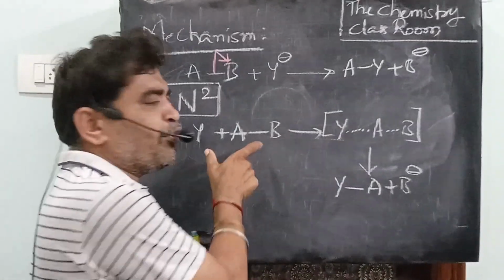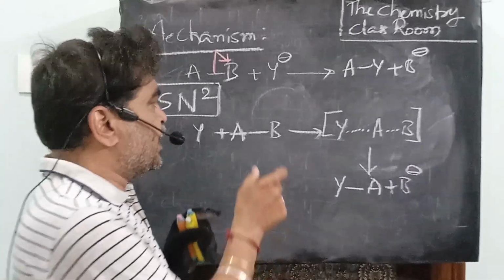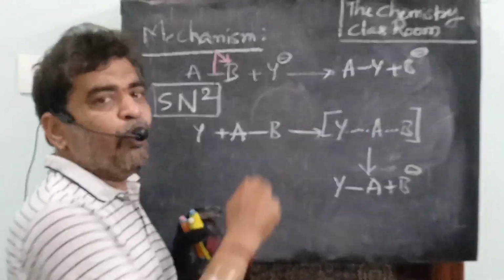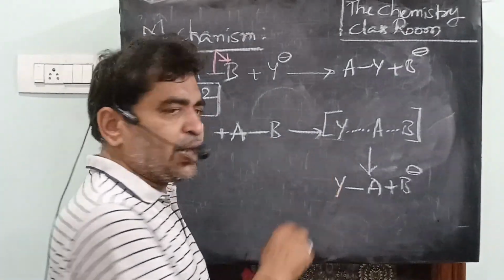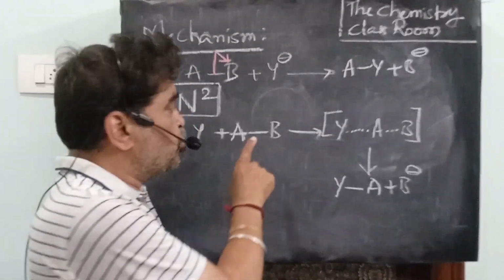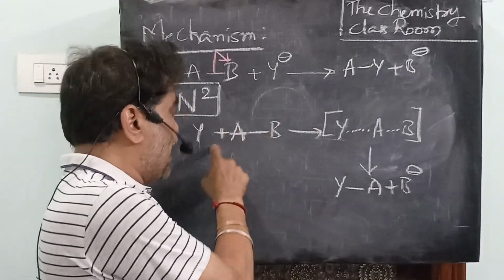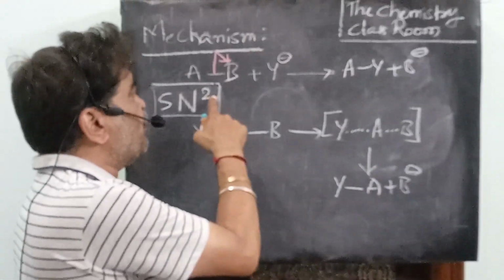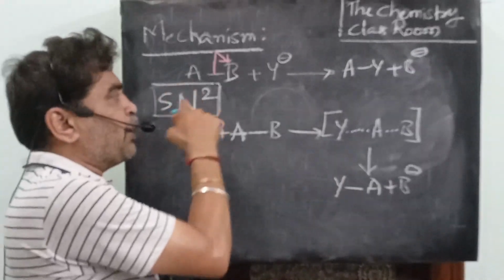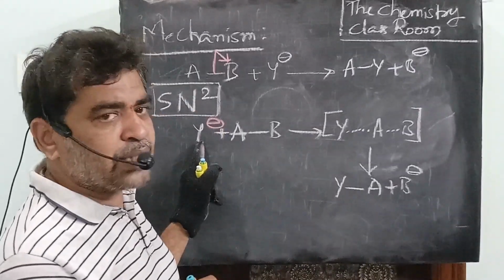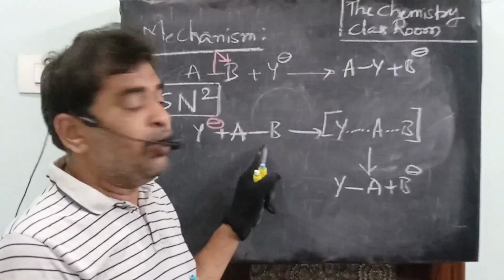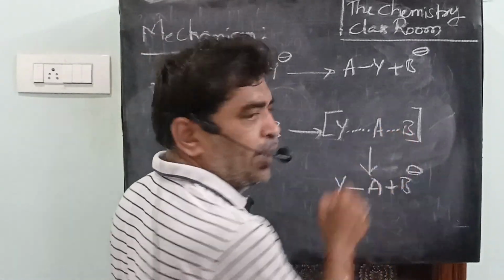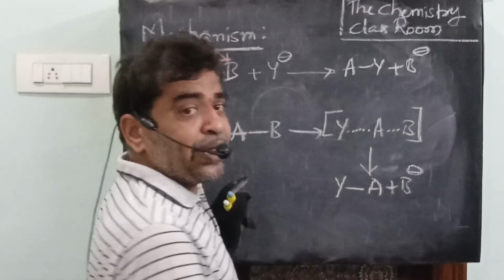Why? Because in the rate of reaction only one step is involved, in that the A-B bond is getting cleaved and the Y-A bond is getting formed. So how you see, in the rate of reaction only these 2 are involved. One is the compound and the second is the nucleophile. The 2 are involved, so it is called bimolecular nucleophilic substitution. Here you see, when the Y minus, the nucleophile, attacks the AB, what happened here? The A-B bond is getting cleaved and the Y-A bond is getting formed.